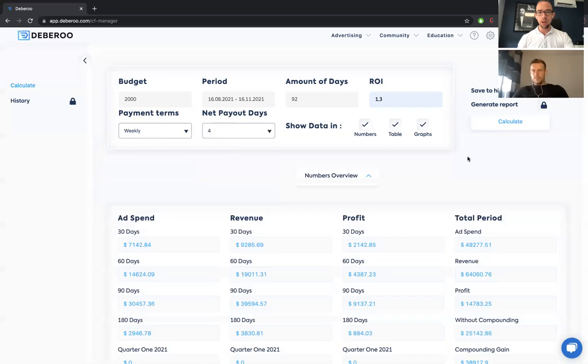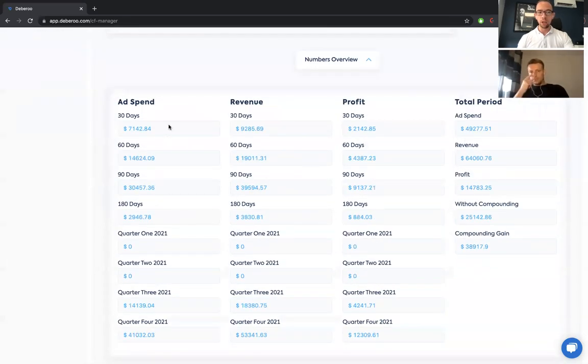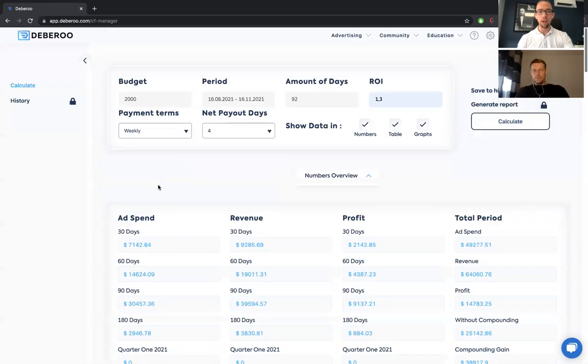Let's see how we would work. Okay, sweet. So the accumulated ad spend over the first 30 days will be 7.1K, 60 days 14K, and over the 90-day period in total, if everything is linear, which it never is, but this is theory, we would spend 30.5K-ish within 90 days.